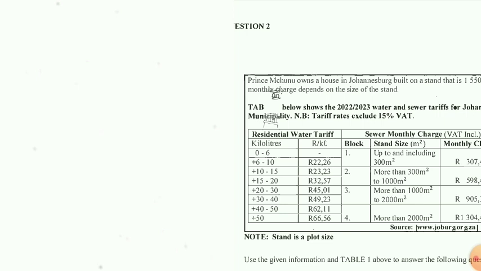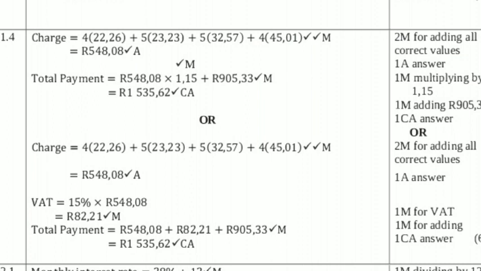Okay, let's begin. First of all, let me start with the calculation, then I will explain how I did that. First of all, take your paper, guys. You're gonna say 4, then you put a bracket, 4 kiloliters, then a bracket and say 22,26, then you close the bracket, then you say plus 5, then a bracket 23,23, then close the bracket, then you say plus 5, then 32,57, then you close the bracket, plus 4, then you put a bracket, you say 45,01, then you close the bracket.